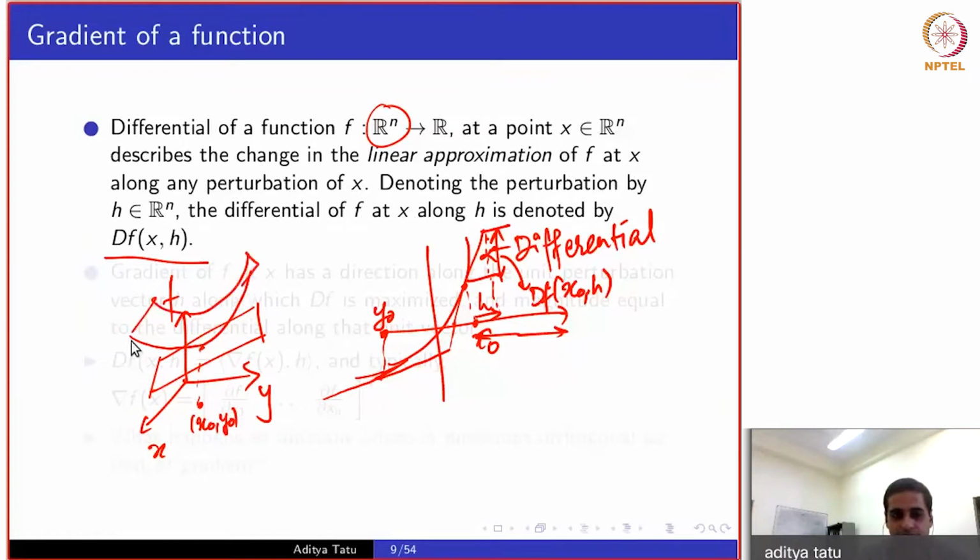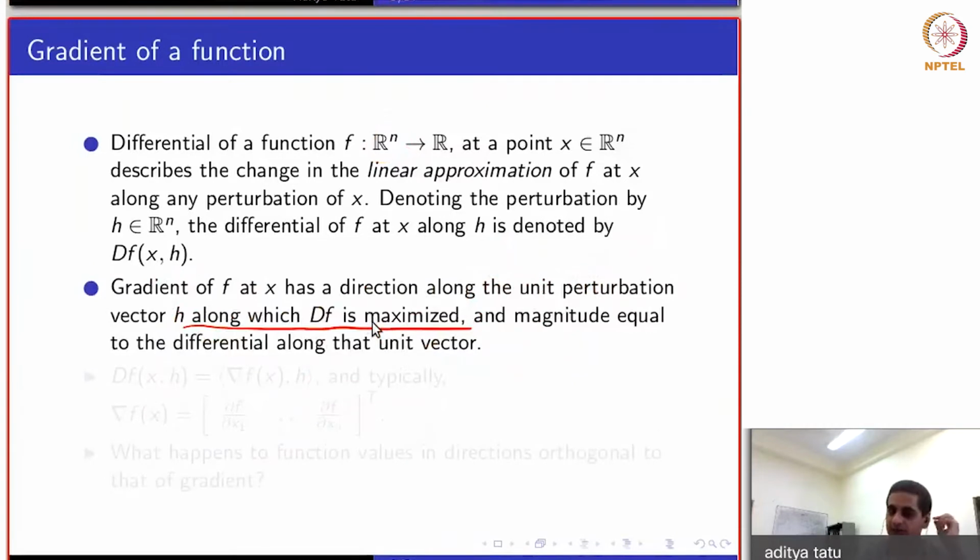This, and I want to figure out which direction should I move, right? So is it this direction, this direction, this direction, or this direction? Which direction should I move so that the height of this tangent plane increases the maximum? That is what is conveyed by the gradient of the function. This is the vector of the direction in which your gradient vector points. The magnitude of that vector is nothing but how much this linear approximation has changed.